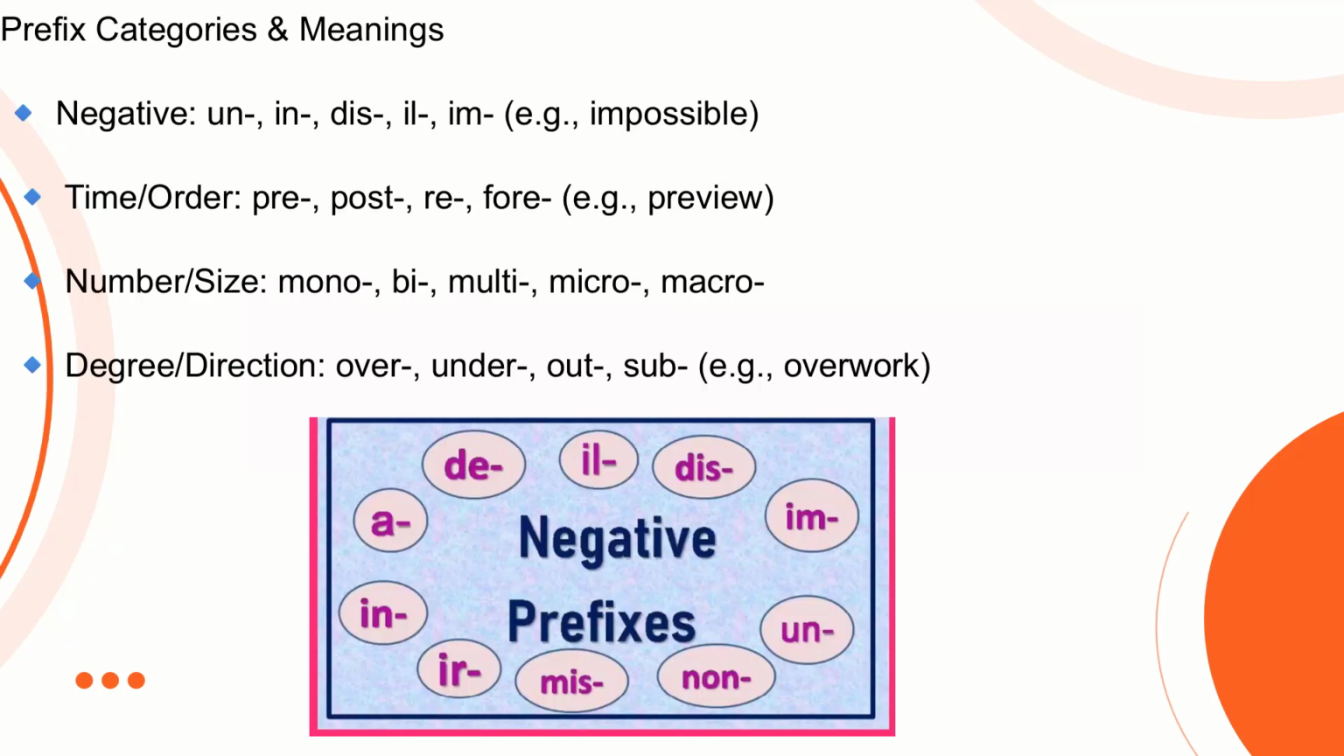Prefix categories and meanings. Let's explore the different categories of prefixes. Negative prefixes include un, in, dis, il, and im, like impossible. Time or order prefixes include pre, post, re, and fore, like preview. Number and size prefixes include mono, bi, multi, and micro. Degree or direction prefixes include over, under, out, and sub, like overwork.